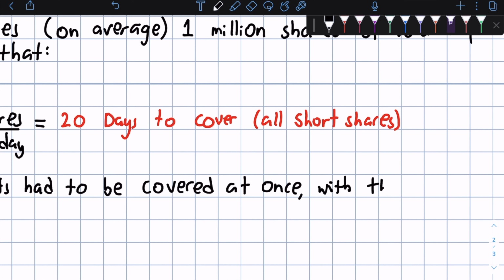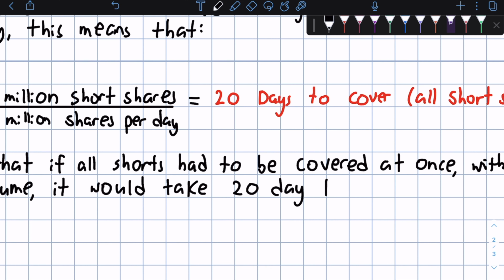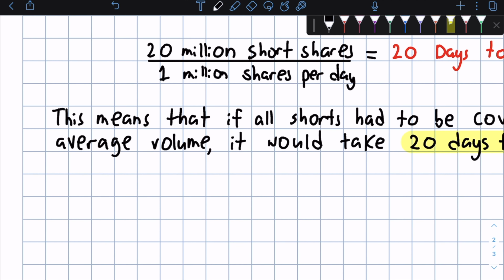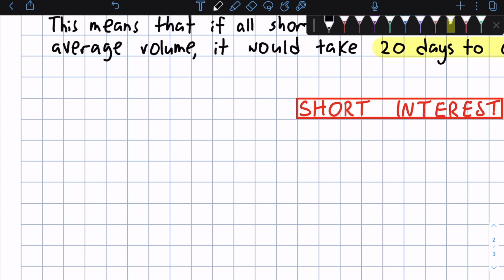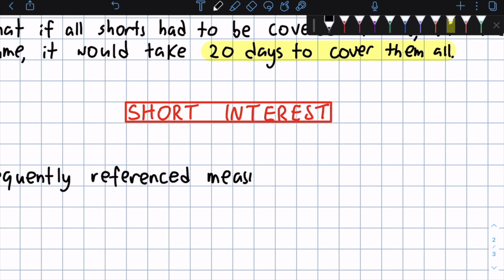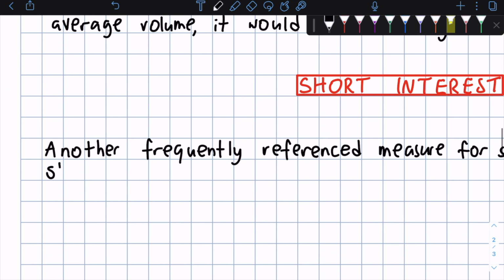This means that if all the shorts had to be covered all at once for one reason or another, with the current average volume of the stock, it would take 20 days to cover them all. Another term that's often mentioned, and we've already talked about a little bit, is short interest. So it's another frequently referenced measure for short selling, and it's called short interest.